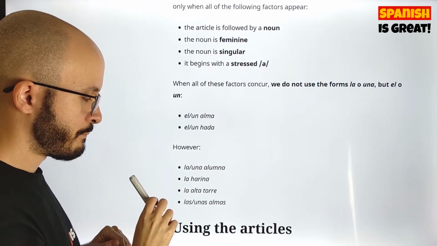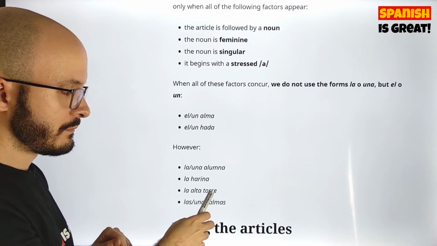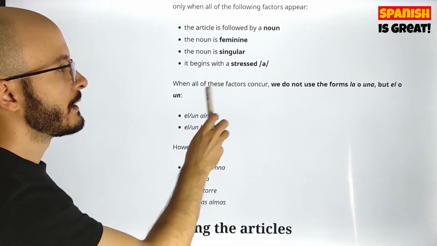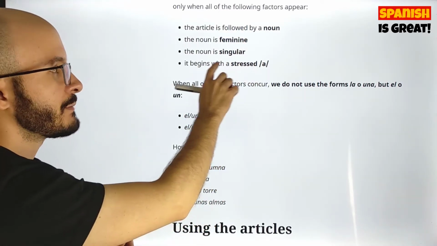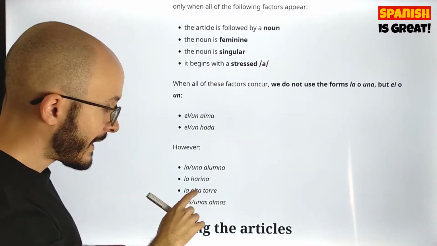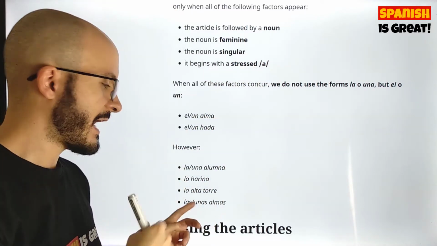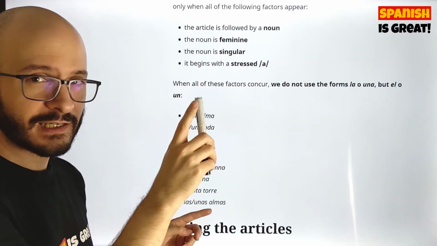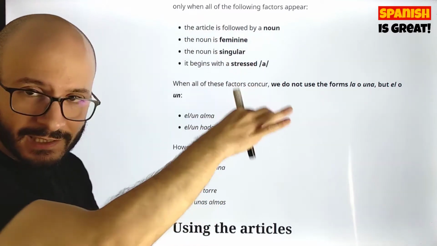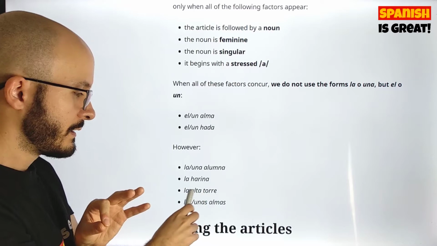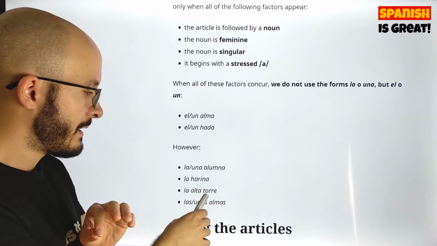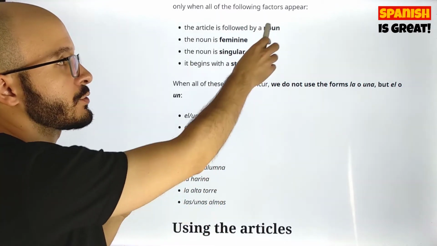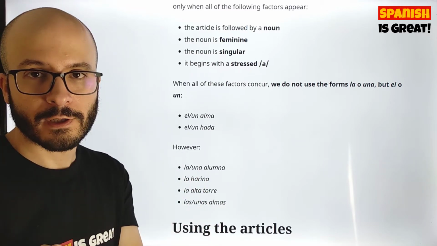Then, la alta torre. Here we have torre. It's a noun. It's feminine. Torre is tower. Okay. Noun, feminine, singular. Now, torre doesn't begin with a stressed a, but there is this alta. Alta is high, the high tower. But alta is not a noun, it's an adjective. And we say the article is followed immediately by a noun. So here, there is no immediately a noun. So alta doesn't count in the exception because it's an adjective. No, it has to be a noun, okay? So la alta torre, normal.